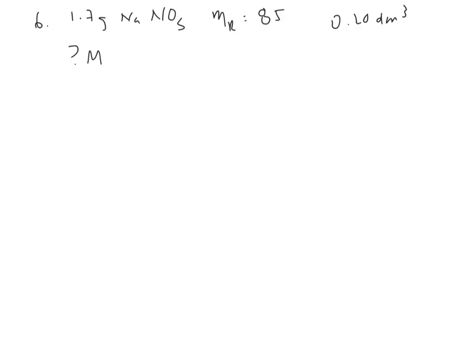Number 6, they tell you 1.7 grams of NaNO3 with a relative molar mass of 85 is dissolved in 0.20 decimeters cubed or liters of water, and they want to know what the resulting molarity or concentration is. So what I need to do is take my 1.7 grams, divide by my molar mass of 85, and determine how many moles we're dealing with here. And so it's 0.02 moles of NaNO3.